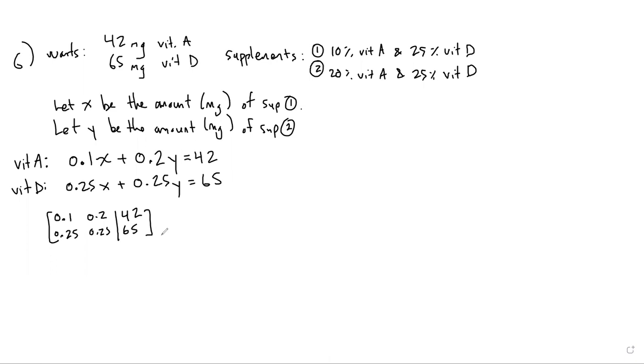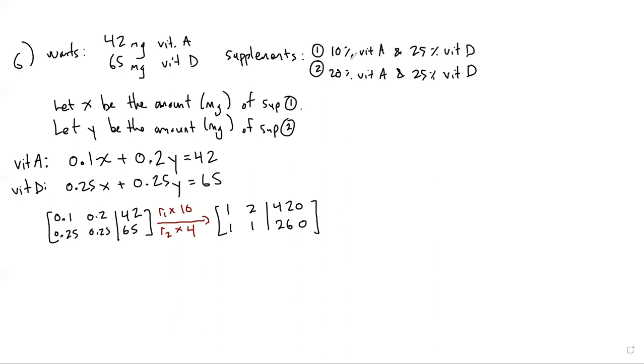So I do not love decimals, so what I'm going to do is get rid of them. They're pretty easy ones to get rid of. I can multiply row 1 by 10, and I can multiply row 2 by 4, and that should fix up a lot for me. So if I multiply the first one by 10, I get 1, 2, and 420. And if I multiply the second row by 4, both the coefficients are going to turn into 1, and 65 by 4 is 260. And now I can get some zeros in this matrix pretty easily.